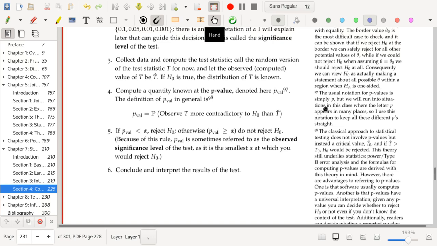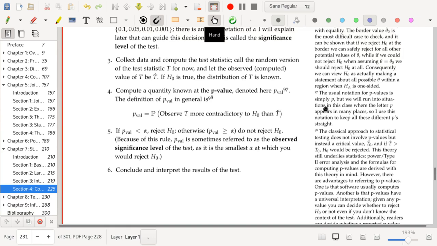So if this probability is 0.0001, then that means that the probability of observing a test statistic at least as contradictory to our null hypothesis, at least as ridiculous under the null hypothesis, is 0.01%, which means that what we saw in our sample is actually quite unlikely if the null hypothesis is actually true. And if that's the case, we should probably reject the null hypothesis.